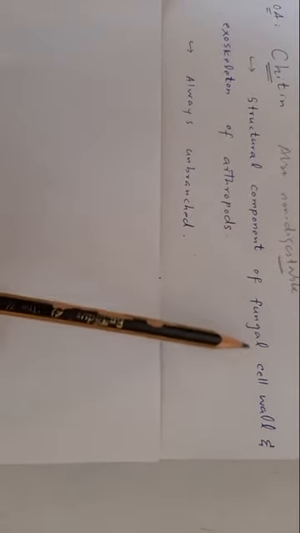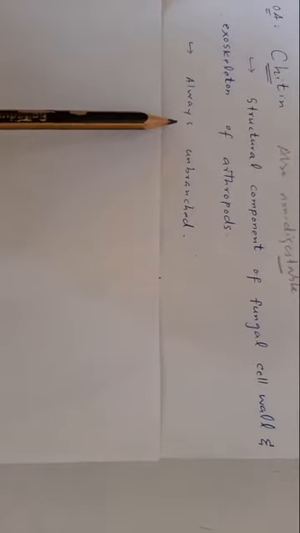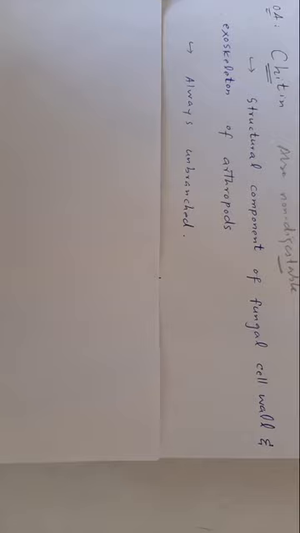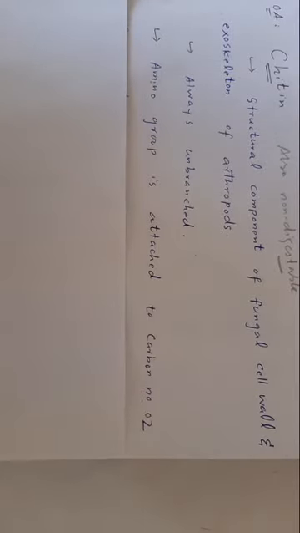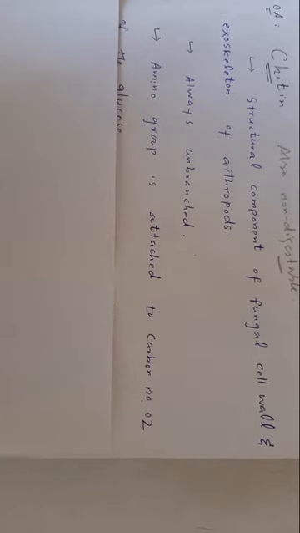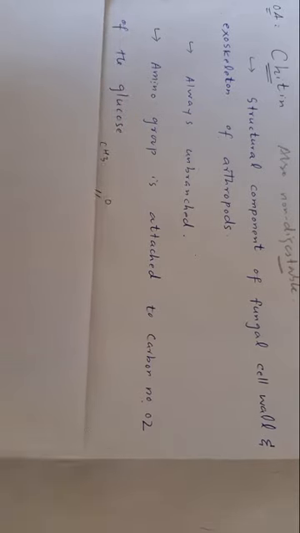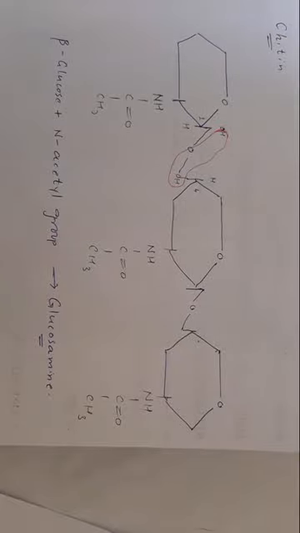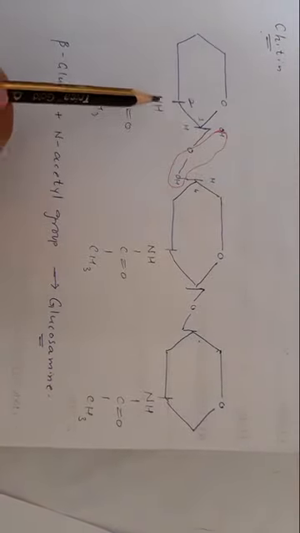Chitin. It is the structural component of the fungal cell wall and the exoskeleton of arthropods, a phylum of invertebrates such as insects. Like cellulose, it is always unbranched. In chitin, an amino group is attached to carbon number 2 of the glucose. This is the structure of chitin. Look here, at carbon number 2 an amino group is attached.